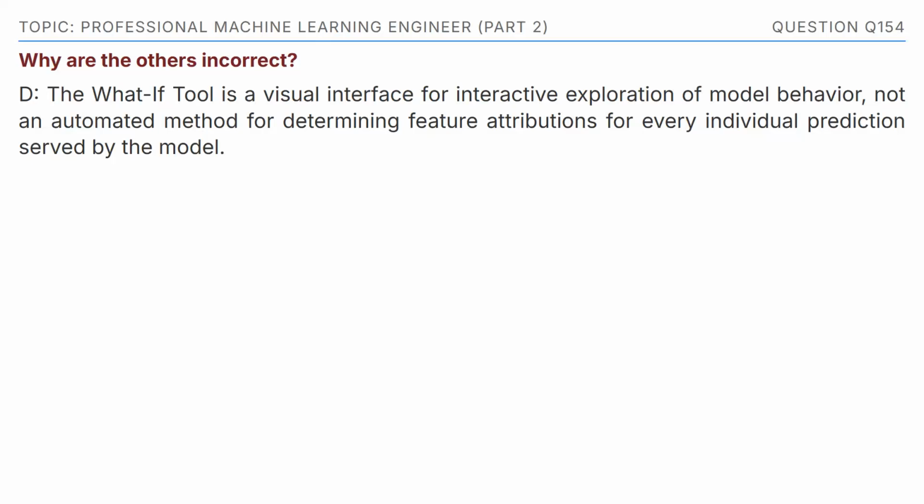Why are the others incorrect? D. The What-If Tool is a visual interface for interactive exploration of model behavior, not an automated method for determining feature attributions for every individual prediction served by the model.